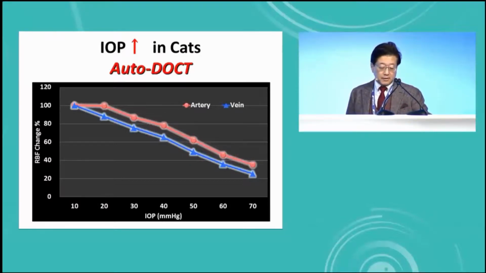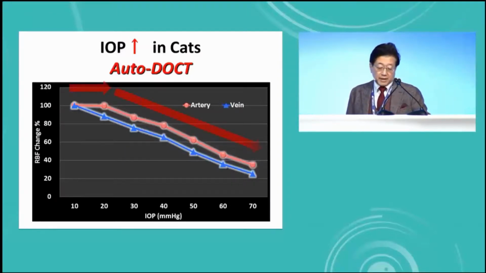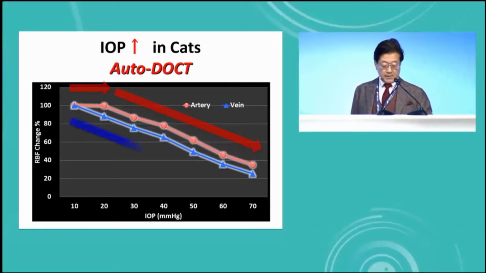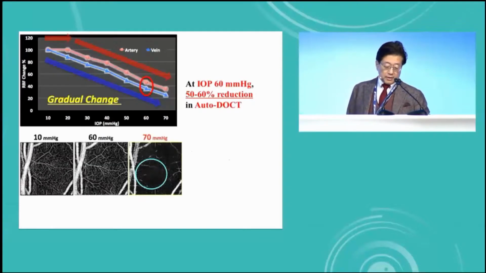This is the same experiment. IOP increased, auto Doppler OCT. This is the real blood flow measurement. Artery and vein decreased with a gradual change. It should be like this.